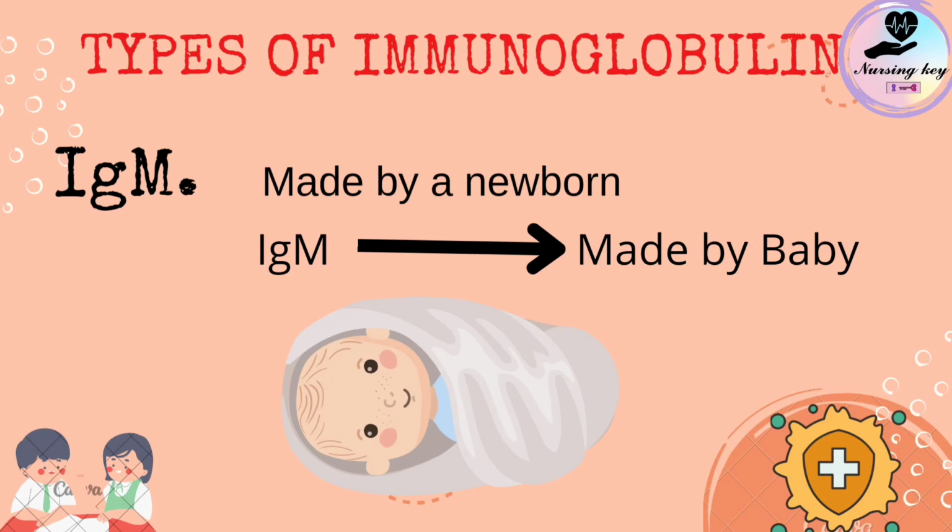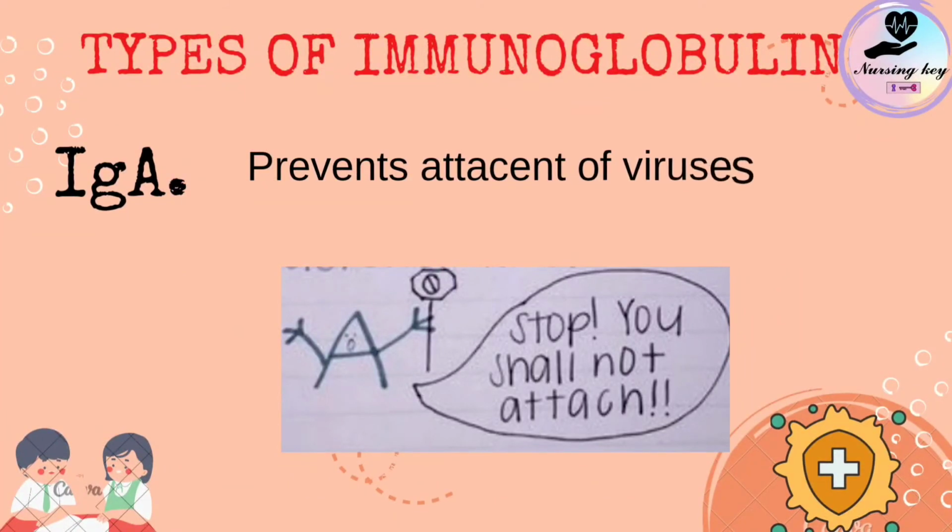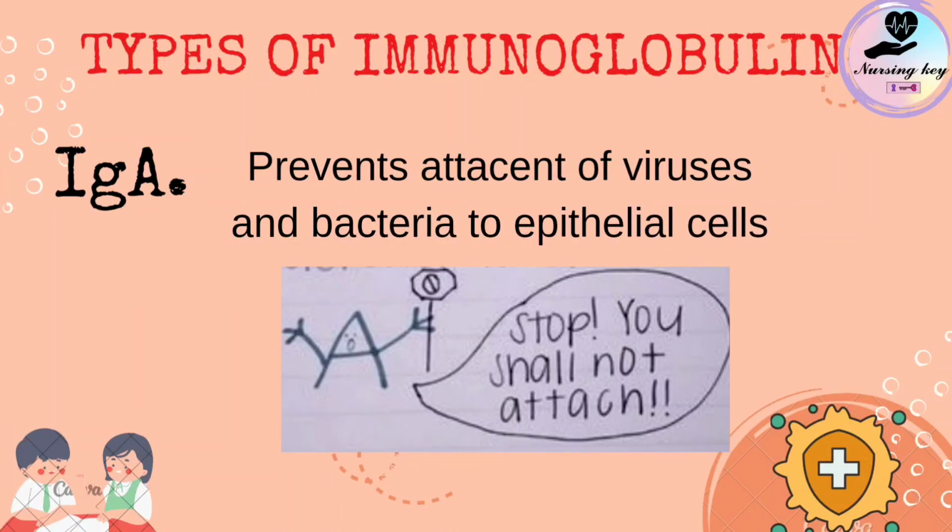So next one is IgA. IgA mainly prevents attachment of viruses and bacteria to epithelial cells. About 10 to 15% of the antibodies present in the body are IgA antibodies, found in areas of the body such as the nose, breathing passages, digestive tract, ears, eyes and vagina. IgA is present in colostrum and body secretions.